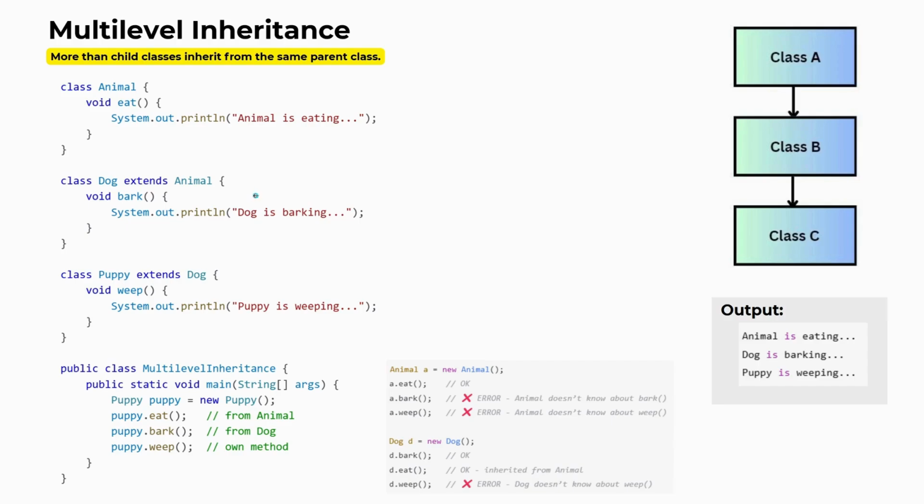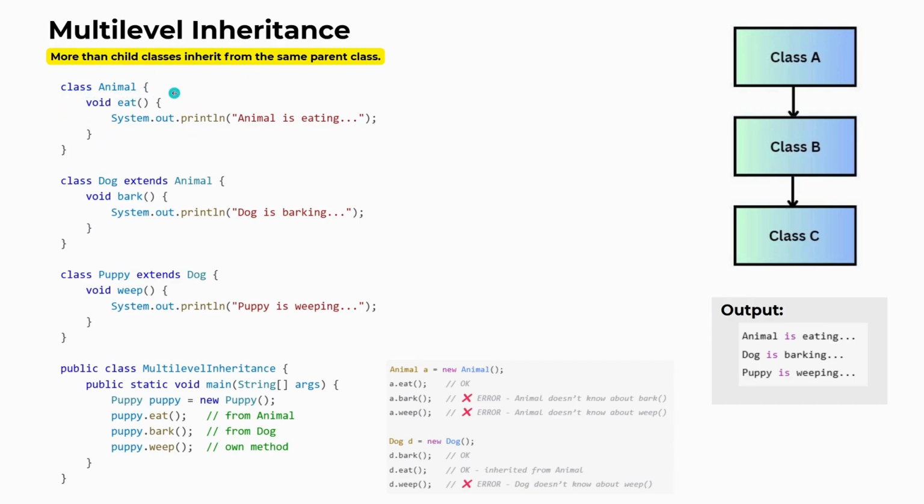But there is one more condition. If I create an object for this animal class, and now with this animal class object I want to access the weep method, can I do that? No, because this class is not extending this class. We cannot use any of these methods if we create an object of the animal class. If I create an object of the dog class, then since dog is extending animal, I can only use the methods that are defined here.